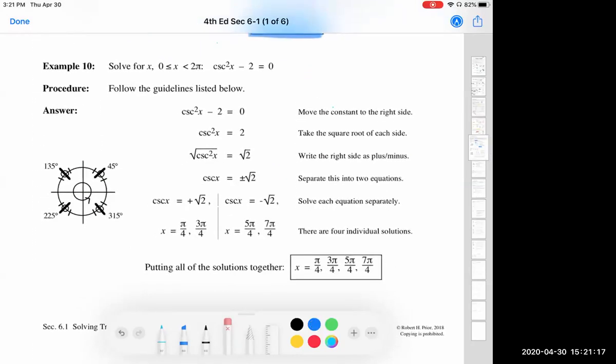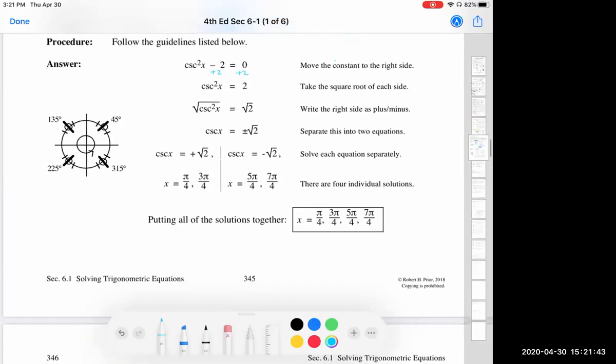Example 10. Solve for x when x is between 0 and 2 pi for cosecant squared x minus 2 equals 0. So again, we want to start off by isolating our argument, that cosecant squared x. So we start off by moving the 2 to both sides, plus 2 plus 2. We're left with cosecant squared x equals 2. We take the square root of both sides, and we have cosecant x equals plus or minus square root of 2.